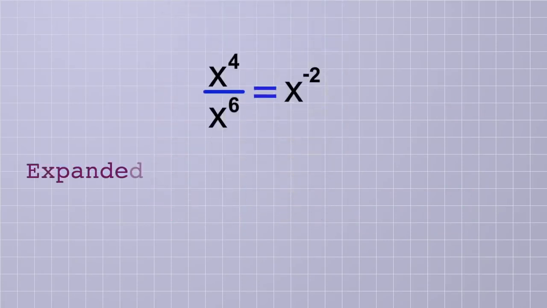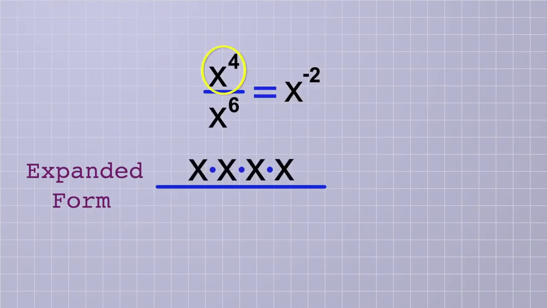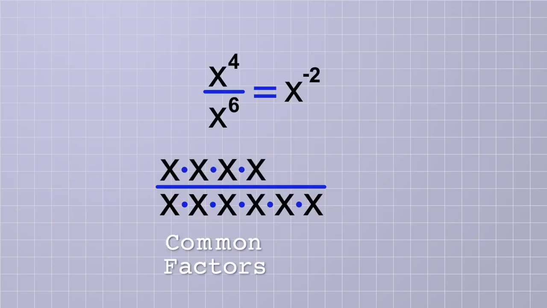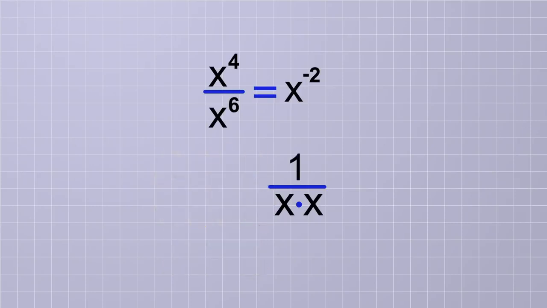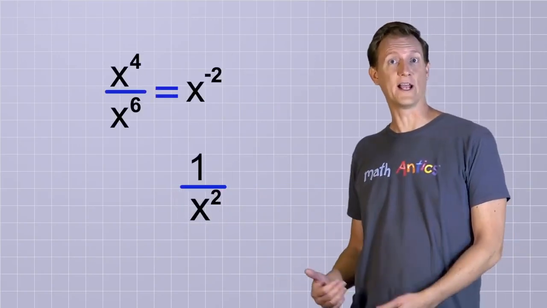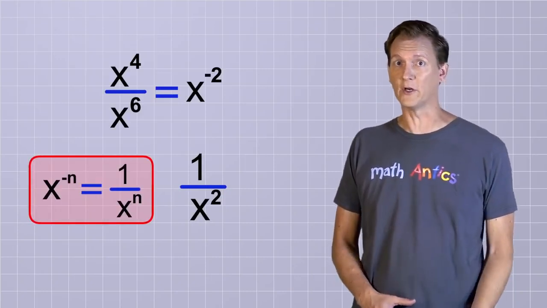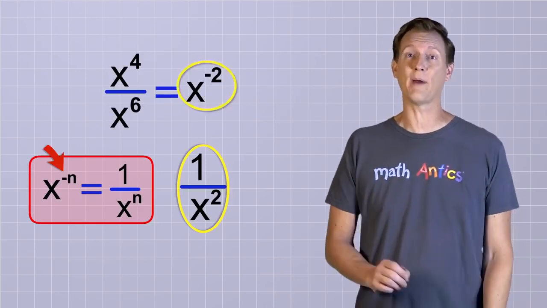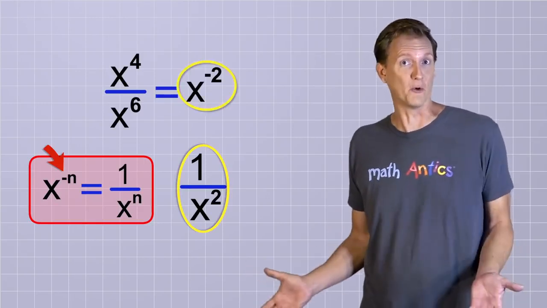Let's try writing it out in expanded form to see if that's true. On the top, x to the 4th would be the same as 4 x's multiplied together. And on the bottom, x to the 6th would be the same as 6 x's multiplied together. Once again, we see that there are pairs of common factors that we can cancel. 4 pairs to be precise. And when we cancel them all, we're left with a 1 on the top, because there's always a factor of 1, and only 2 x's multiplied together on the bottom. If we recombine these two x's, we get 1 over x squared. And if you remember the law we learned earlier about negative exponents, you'll see that 1 over x squared is exactly the same as x to the power of negative 2. So these laws really do work.